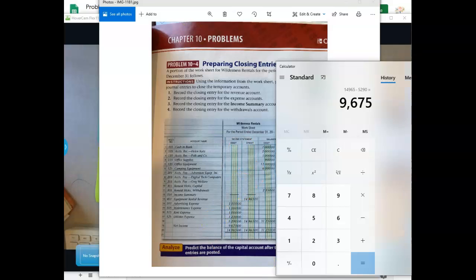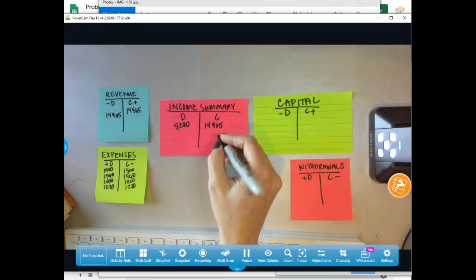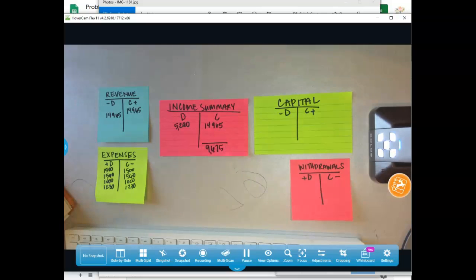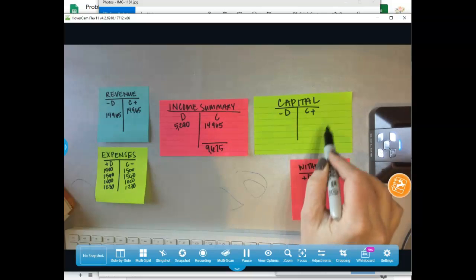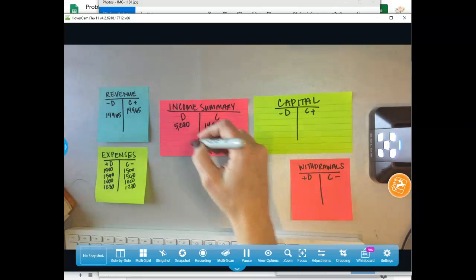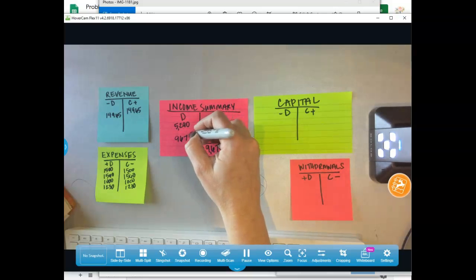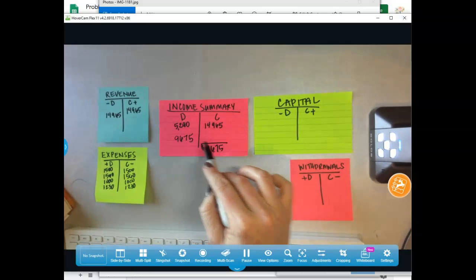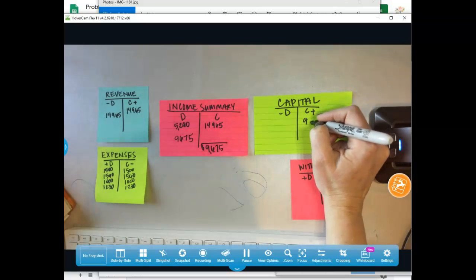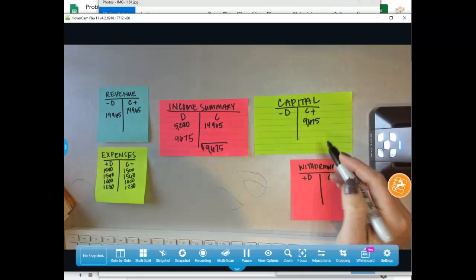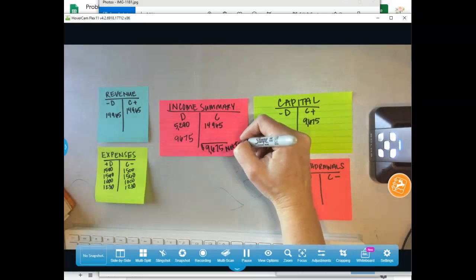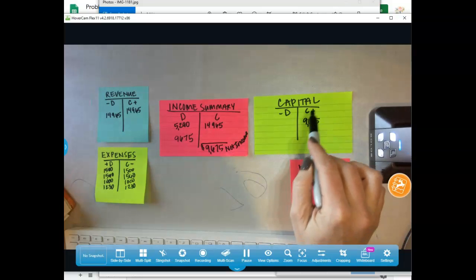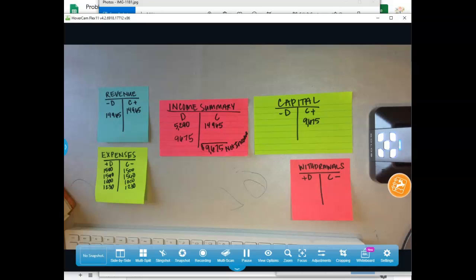So once we calculate this, we're going to have a credit balance of 9,675. So this is the amount that we need to move to our capital. So we're going to debit it for the 9,675, which means at the end we would have a zero balance. And since we're debiting income summary, we're going to credit capital. Now, another easy way to remember what to do with capital is we know that this is a net income because our revenue is higher than our expenses. Net income is good for our business, which means we're going to increase capital. So let's go ahead and journalize that.